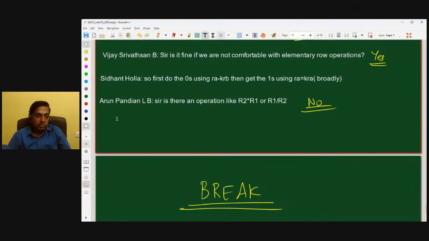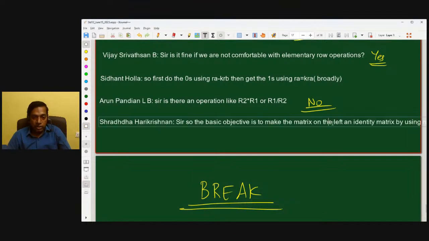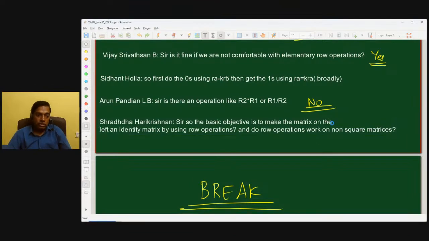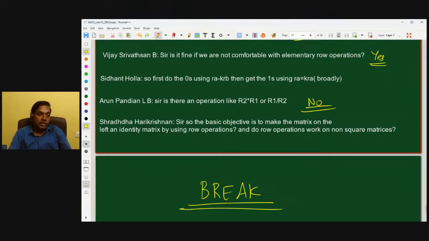Shraddha, okay. Basic objective is to make the matrix on the left an identity matrix using row operations. Do row operations work on non-square matrices? Technically possible. I don't want to go into that, but it can work.